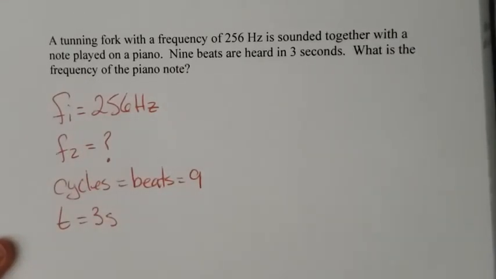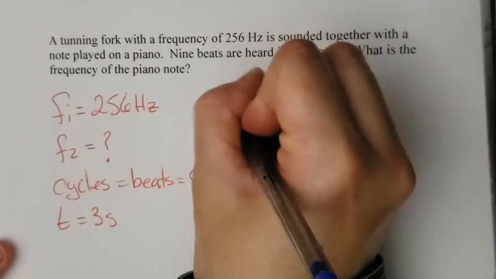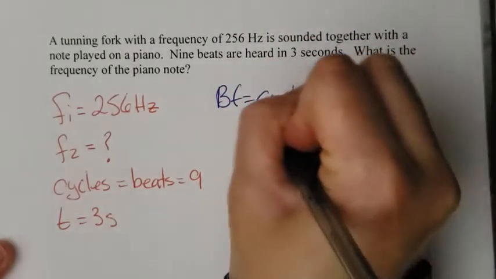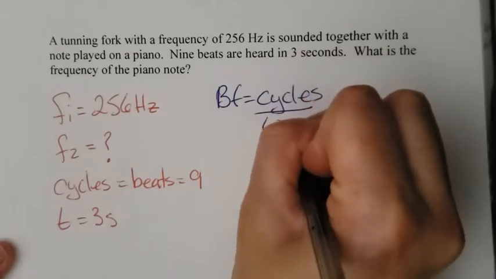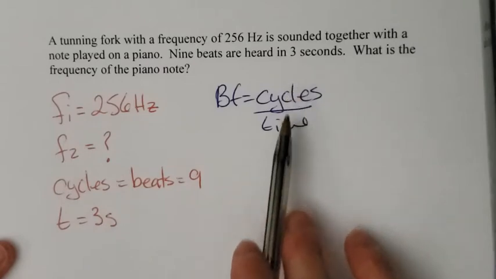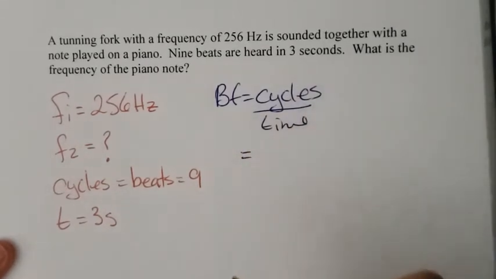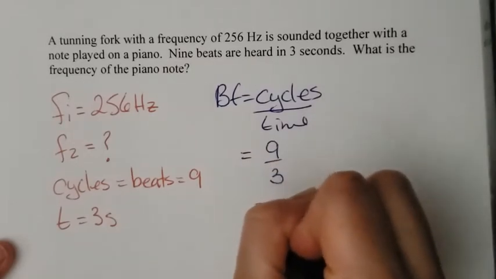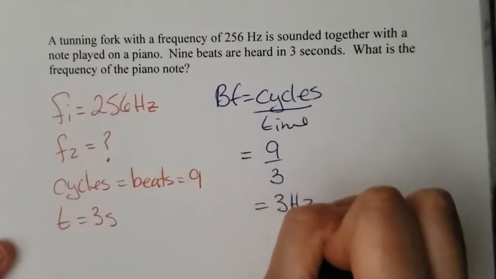Well, I have 2 beat frequency formulas. The first one is beat frequency is equal to cycles divided by time. And it's not a new formula. We always knew that frequency is cycles divided by time. So we can calculate the beat frequency. That would just simply be 9 divided by 3 is 3 hertz.